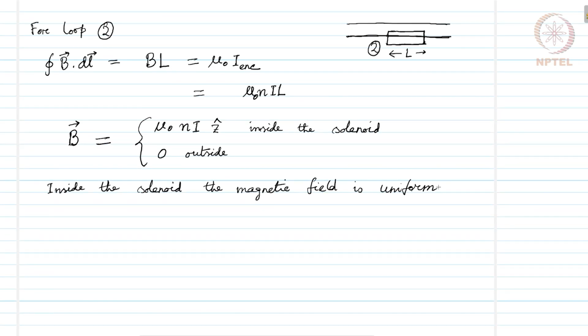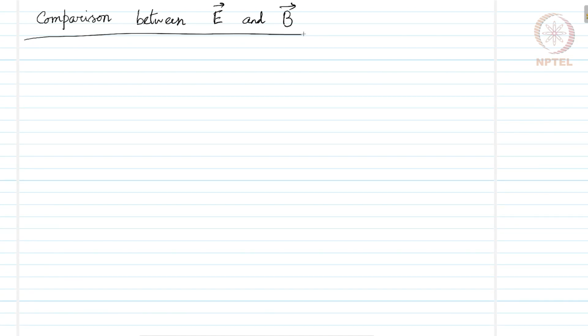Now, after learning this much about the magnetic field, let us have a comparison between electrostatics and magnetostatics. For electric field, we wrote down the divergence of the electric field. We calculated this to be rho over epsilon naught. This is known as Gauss law.